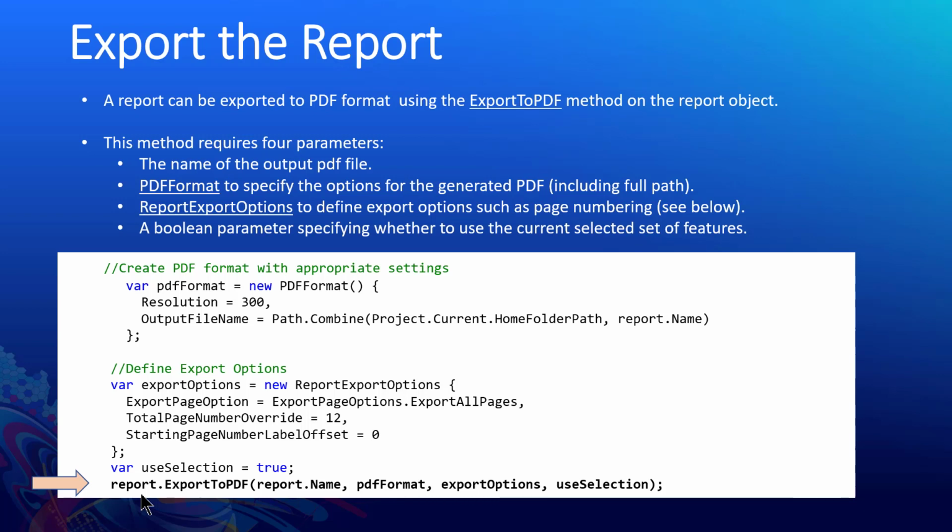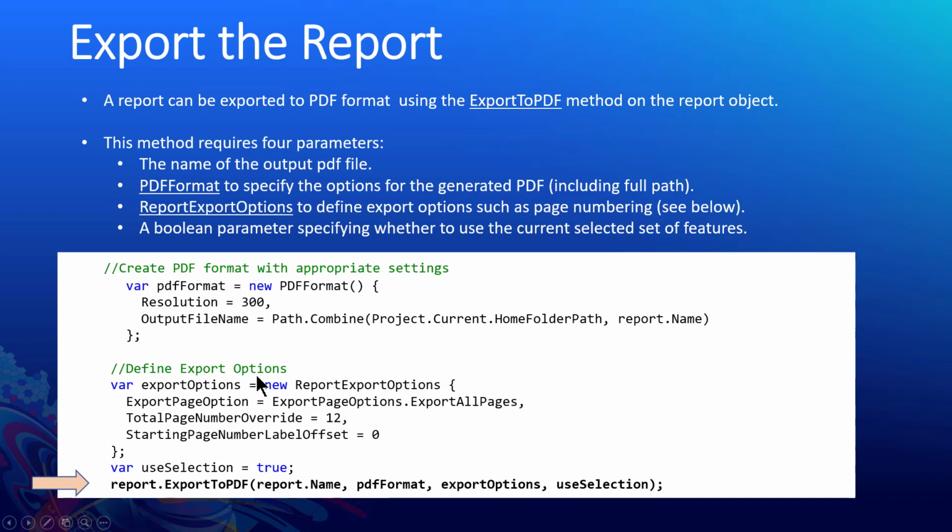A report can be exported to a PDF format using the export to PDF method on the report object. This method requires 4 parameters: the name of the output PDF, a PDF format object to specify the options for the generated PDF, report export options to define export options such as page numbering, and a Boolean parameter specifying whether to use the current selected set of features.